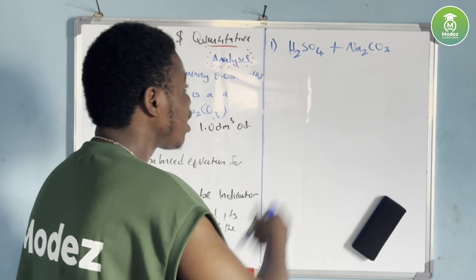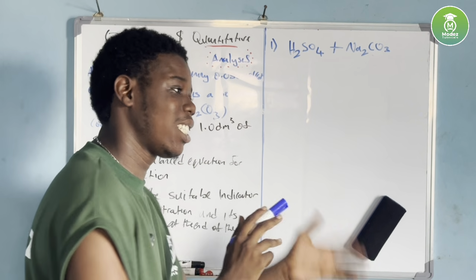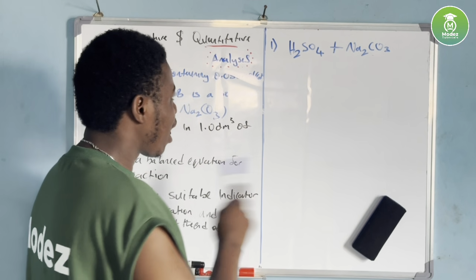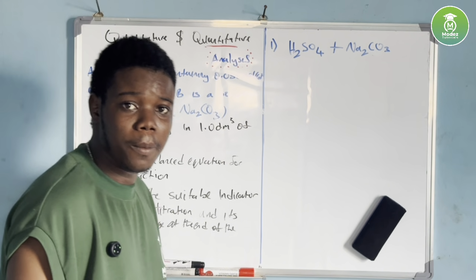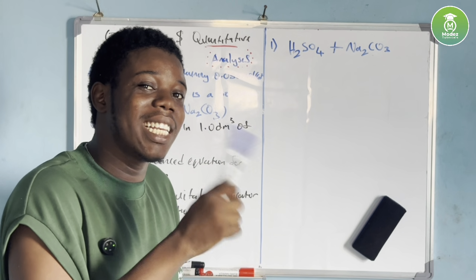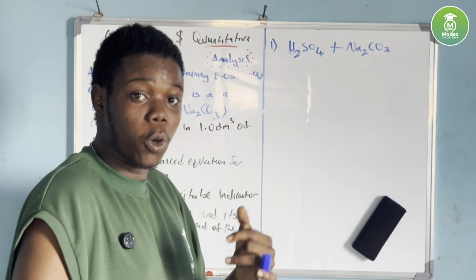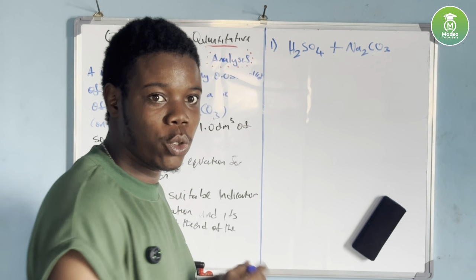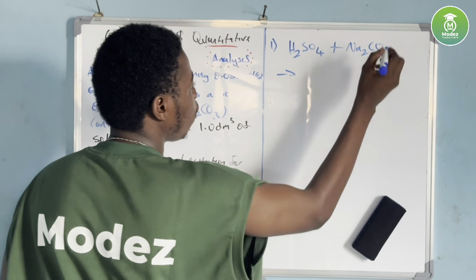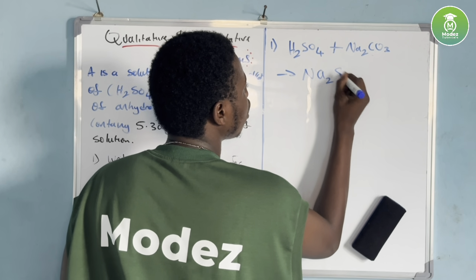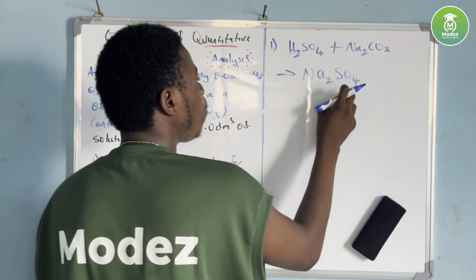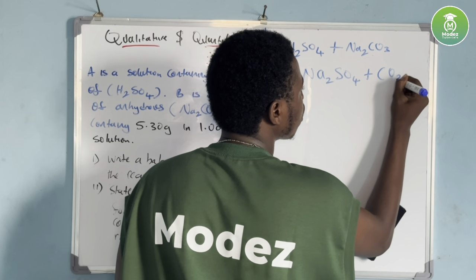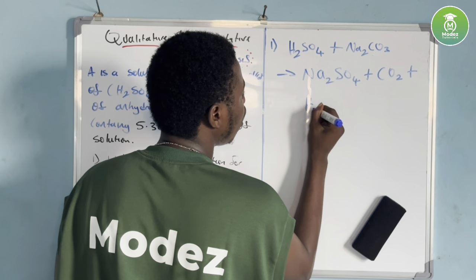Take note, this is a general rule. Whenever you see an acid, weak or strong, reacting with any sort of carbonate, as far as you see CO3 there, especially salts of sodium, potassium and ammonium, you are going to most likely get carbon(IV) oxide and water. That one is sure. So first of all, the salt of what? You get sodium tetraoxosulfate(VI) plus carbon(IV) oxide plus water.